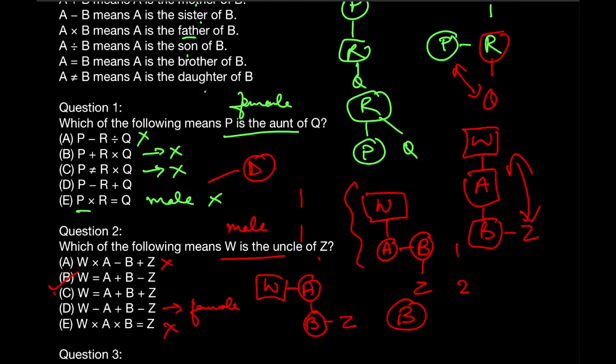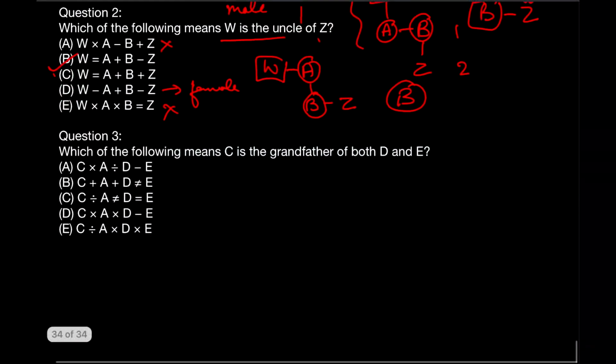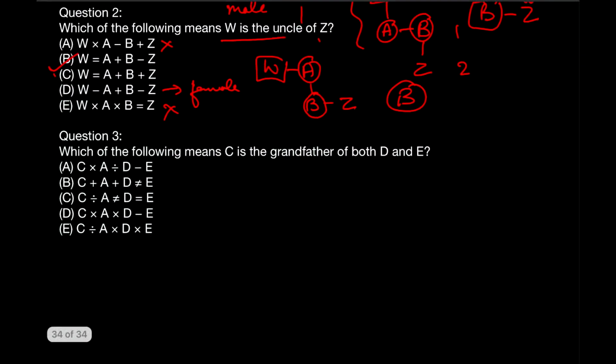So try out examples, make mind maps, or use option elimination to get to the final correct answer. And finally, we have the third question. Which of the following means C is the grandfather of both D and E? So look very carefully. We have to make sure that we put C two generations above. First point is two generations above. Okay. Second point which we need to consider here is that C needs to be a male.